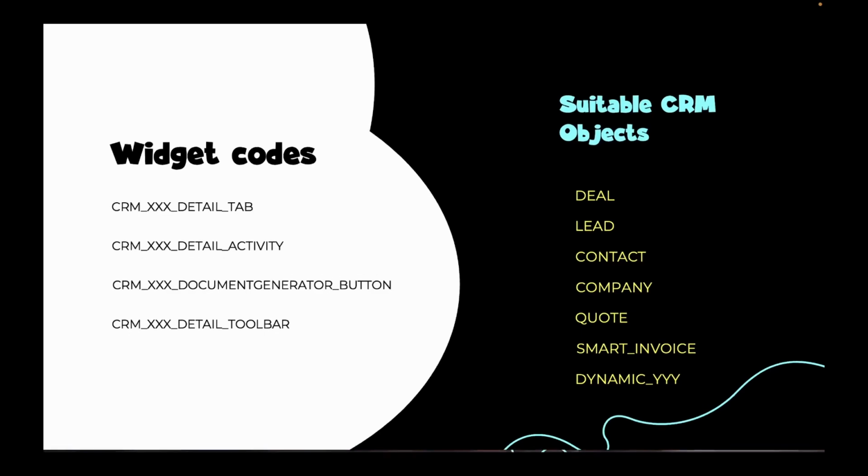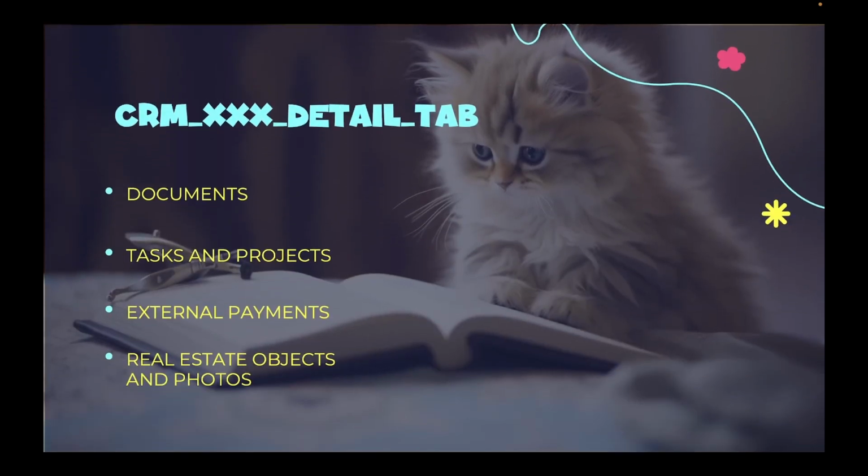The CRM XXX detail tab embed location is perfect for scenarios that involve displaying additional information on the standard detail CRM page. Bitrix24 offers various possibilities in a deal page, such as a list of invoices, quotes, products, and other multiple objects related to the current deal. This user pattern is well suited for using a detailed CRM page.